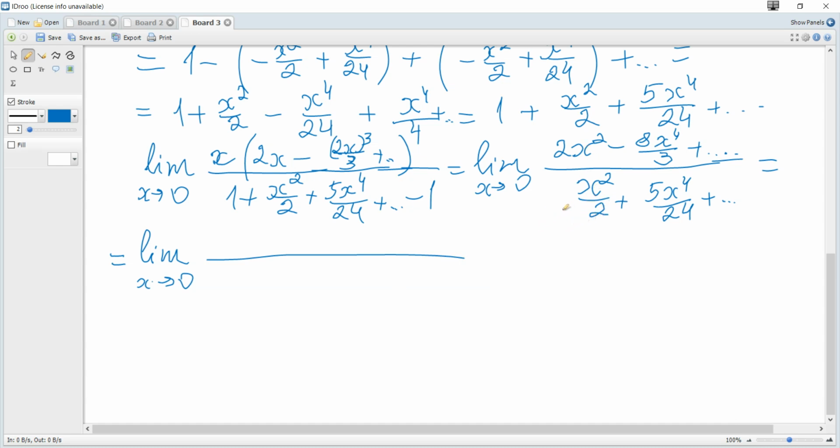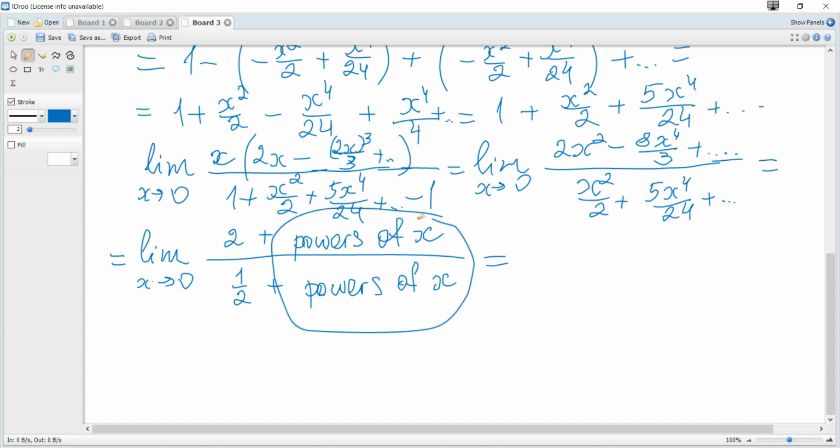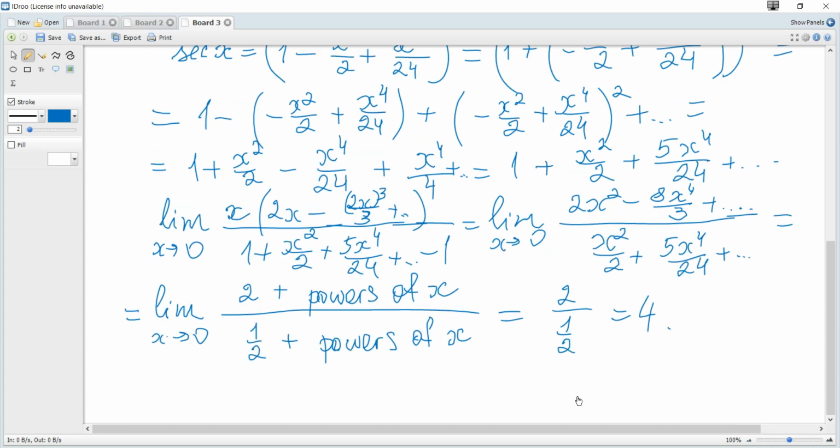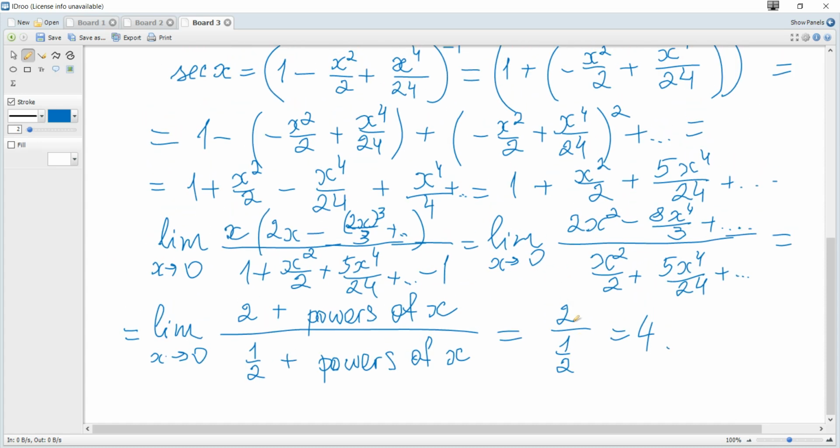and we can see that it becomes 2 plus some powers of x, and the denominator becomes a half plus powers of x, and when we substitute 0 for x, all these terms become 0, hence we get 2 over a half, which is 4. And that's all for this question.